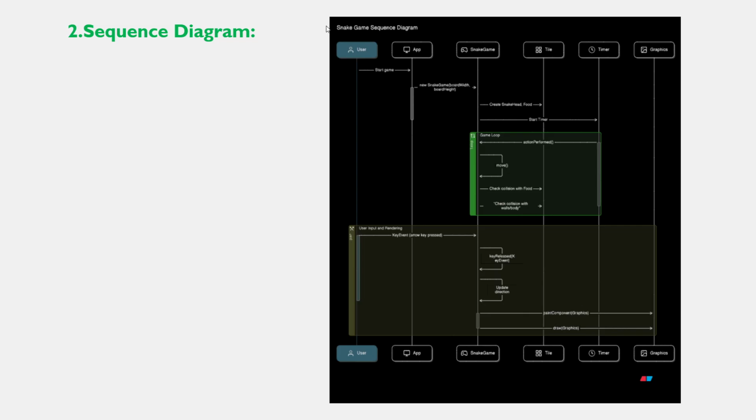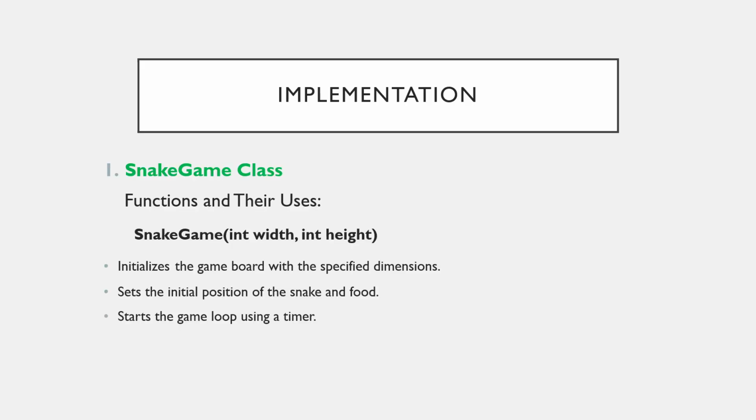Next, we have to draw a sequence diagram of the user's and game's interaction. The user starts the game, then the app creates a new snake game, and the user should be able to play the game accordingly using graphics. Now the next step is implementation. In implementation, we will discuss the classes, their functions and uses.